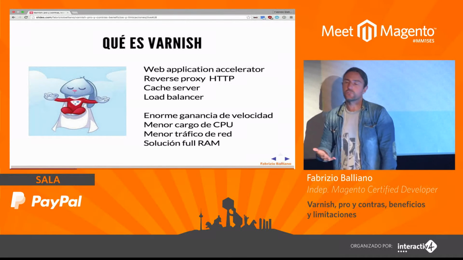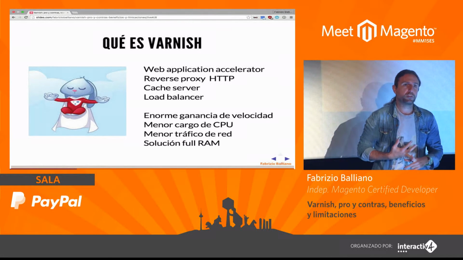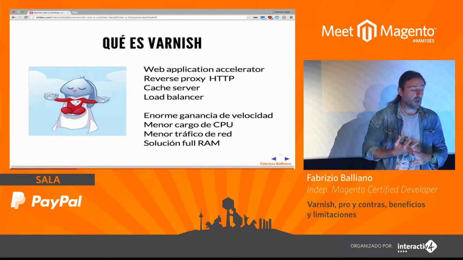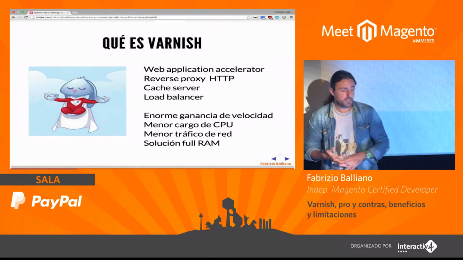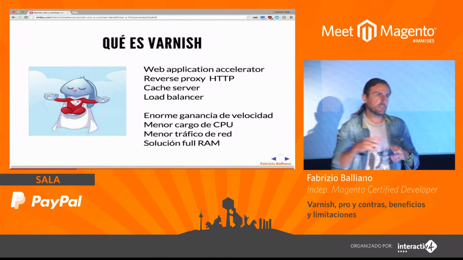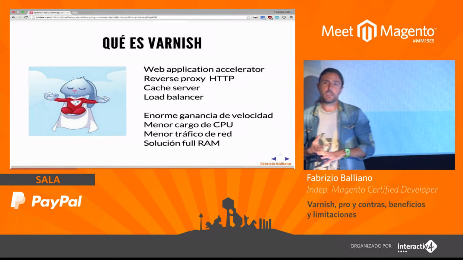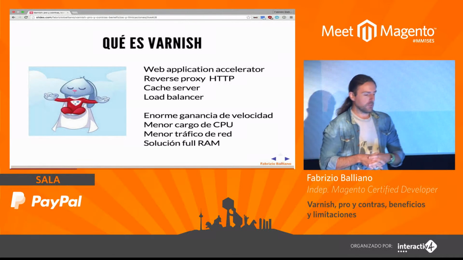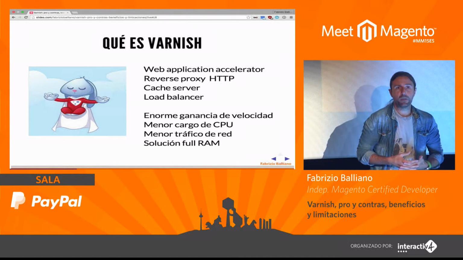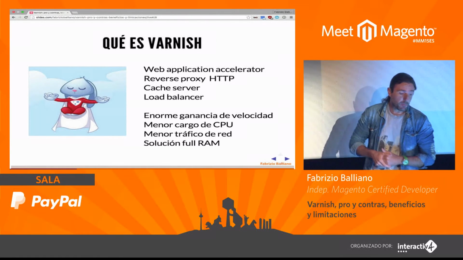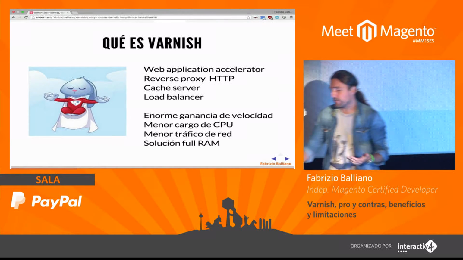So what it gives to us is a huge performance boost, as we saw before, but also it gives us the possibility to have lower load on the CPUs of our web servers, and also a lower, let's say, network traffic, and we're gonna find out what I mean by network traffic later. And also it can be a full RAM solution. So for example, now RAM is very cheap, so you can buy a server with a lot of RAM and put all your cache into this RAM, and obviously it's gonna be served very, very fast.